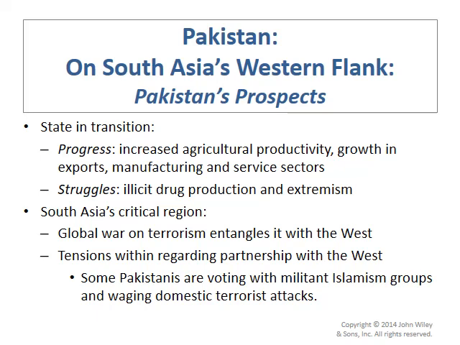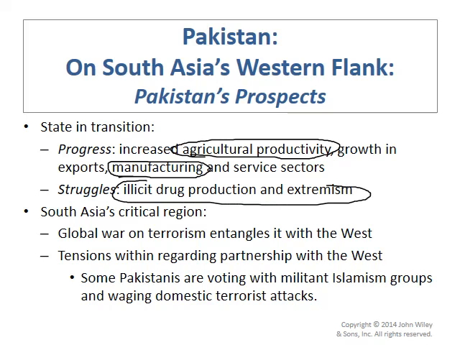Where are the areas of hope? Well, certainly the fact that there has been a certain aspect of a green revolution in Pakistan. Agriculture is becoming more productive. There's more manufacturing going on. They've got textile mills, they've got steel mills. Where are the struggles? Well, certainly the fact that there's increased production of poppies, hashish, is going to further entangle the country in the illicit drug trade.